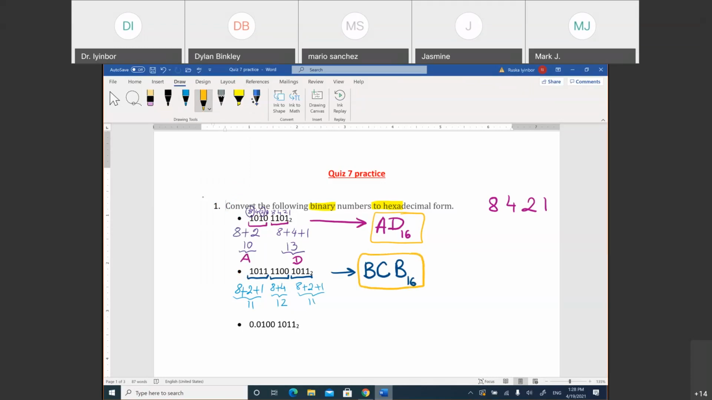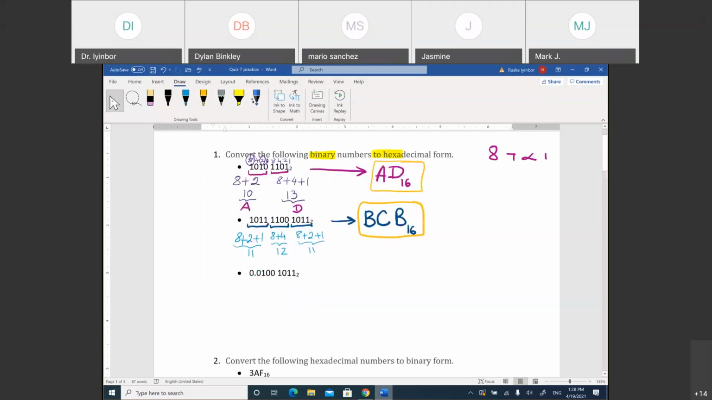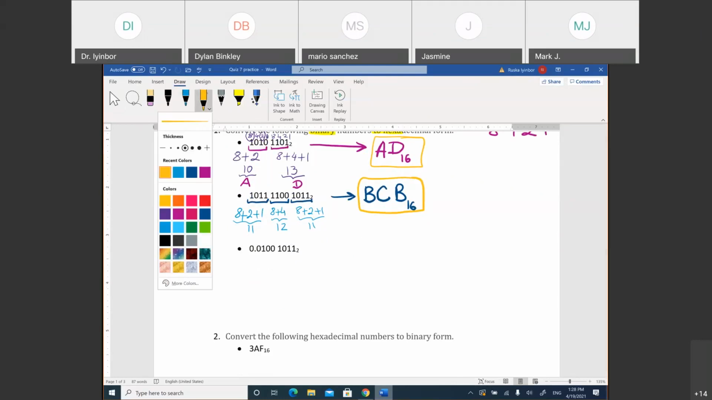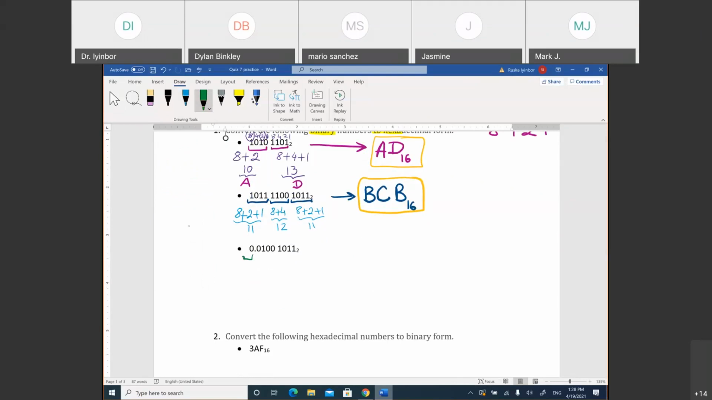Then we have one more, which is a decimal number. The decimal number you're going to do, I have a 0 point something. So we're going to do it the same way. We're going to transfer the whole part, which is 0, and then you're going to do nibble by nibble again. So it's going to be 0 point, and then you're going to start with 0, 1, 0, 0.